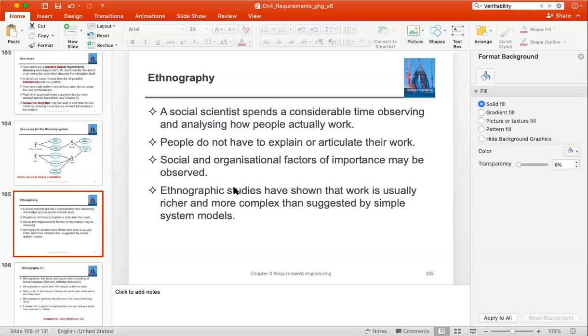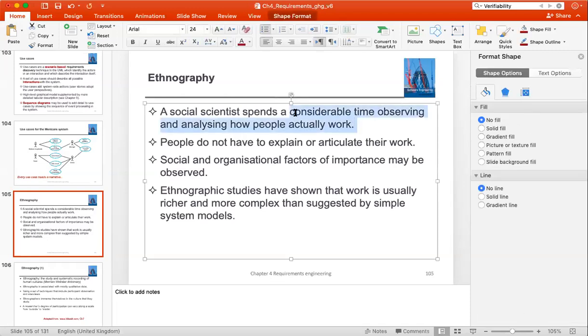So social scientists developed this technique of living with the culture or the community they're trying to understand. Okay? Social scientists spend a considerable amount of time observing and analyzing how people work or how people interact with each other in a given culture or domain. They just observe, and of course you can supplement it with some interviewing, but normally the people in the domain do not have to explain to you how they do the work. You just keep observing. You look at the social and organizational factors that are relevant to your system.